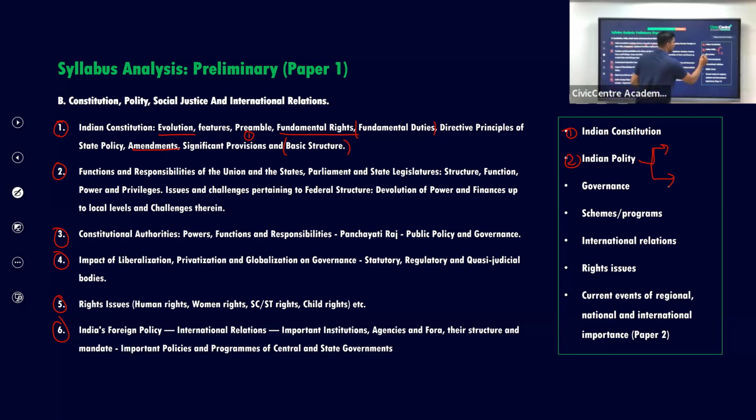Third aspect is governance. Within governance, they can ask about initiatives, such as initiatives of the AP government or other tools, maybe the citizen charter. And one part of governance is schemes, programs and policies of the government.